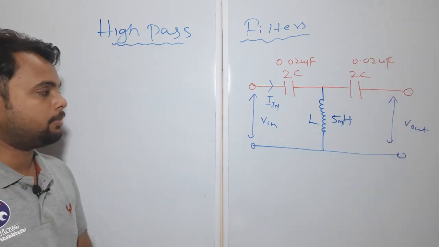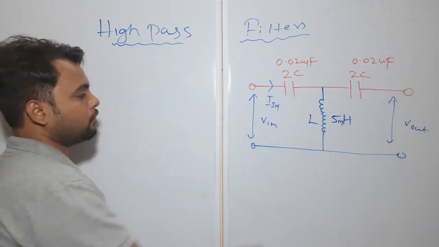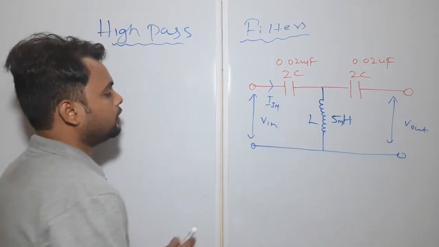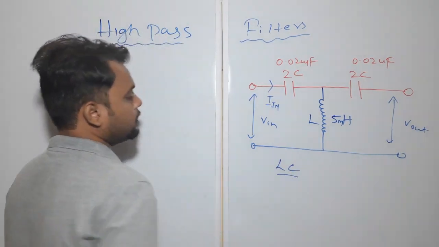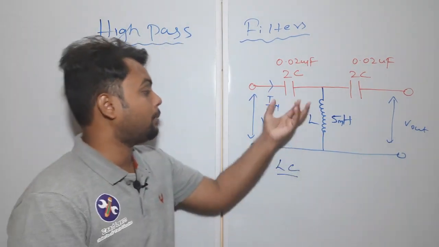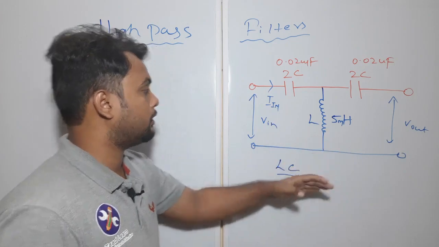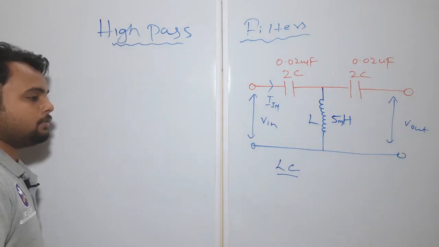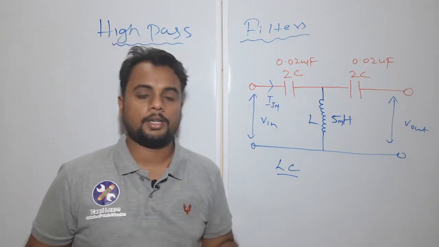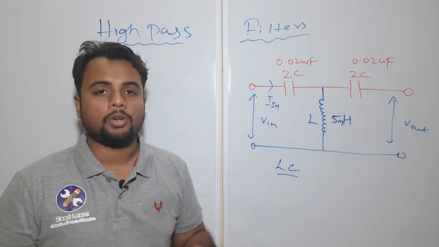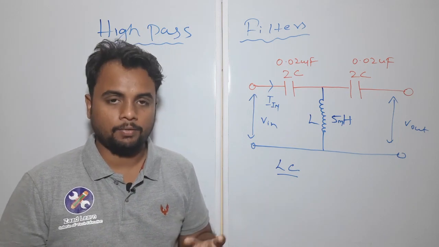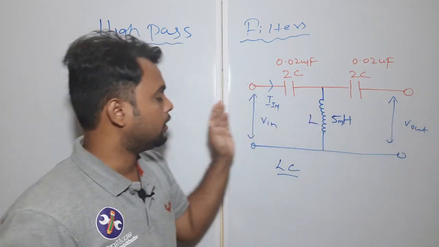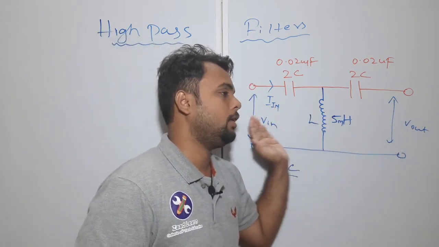Now as you can see in the diagram, a high pass filter is the combination of a capacitor and an inductor. So this is basically an LC filter. The position of the capacitance and inductance will decide whether this will be a high pass filter or a low pass filter. So what exactly is a high pass filter? The definition of a high pass filter is that it is the type of filter which allows or passes high frequency waves. If we pass a high frequency wave through this particular circuit, the high frequency wave will pass from Vin to Vout.